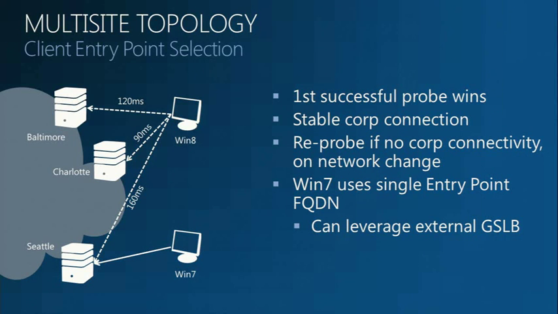That Win8 client, when it comes up, is going to quickly do a probe, and it's going to look at things like response time. And it's going to automatically choose the response time that's the closest. In this case, it should be choosing Charlotte because Charlotte's coming back with 90 milliseconds. It's looking at a stable corp connection. It will reprobe if there's no corp connectivity on a network change. And I think that's 1 minute, I think, is the default.